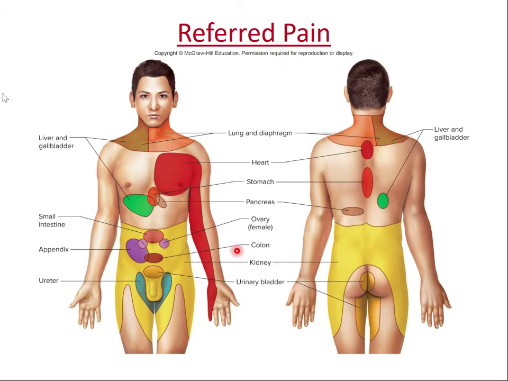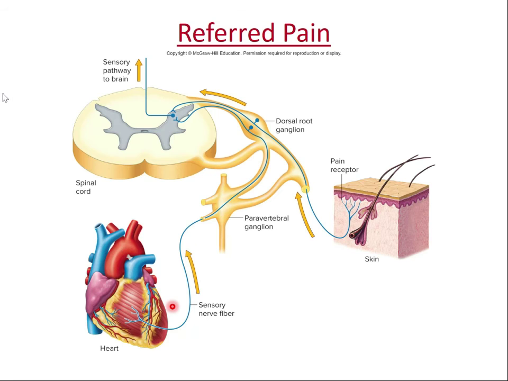We discussed just briefly referred pain, when the brain projects where the message came from. Since there is sharing of neurons, there might be some referred pain. Heart pain can be referred to certain regions of the skin, so can some other internal organs. You are not required to know the specific organs and where it's referred to, but know what referred pain is.